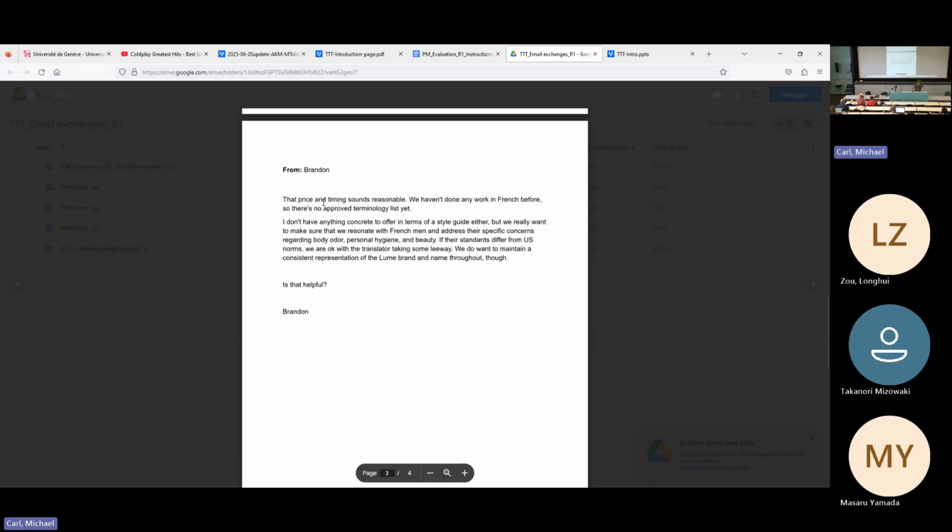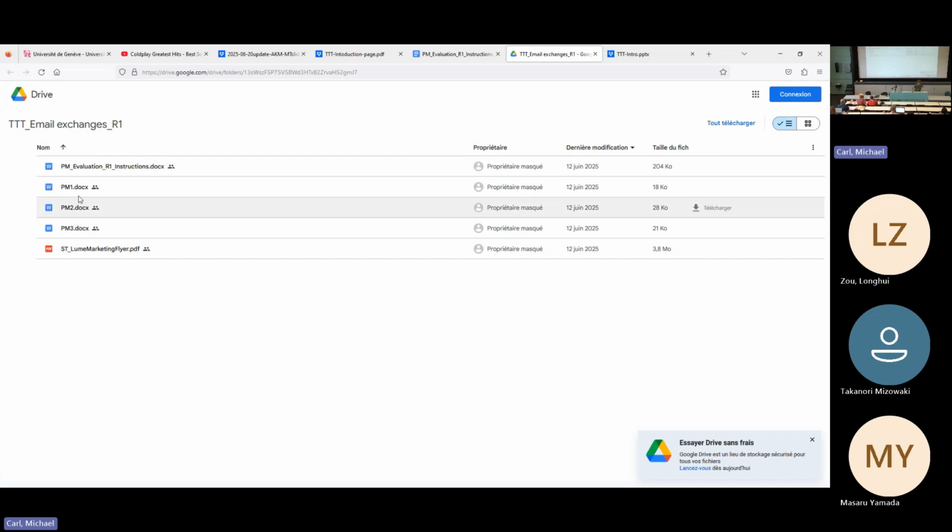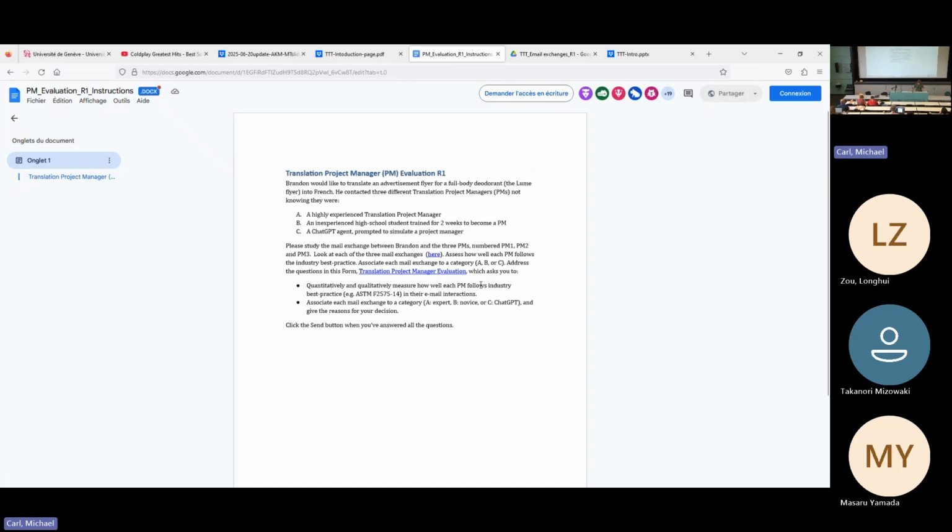So there's a back and forth, only 3-4 pages here for this project manager, different exchange with the other project managers. And once you've made up your mind, you should then go to this page where there is a couple of questions that you're supposed to fill and reply. I can just briefly show this here.